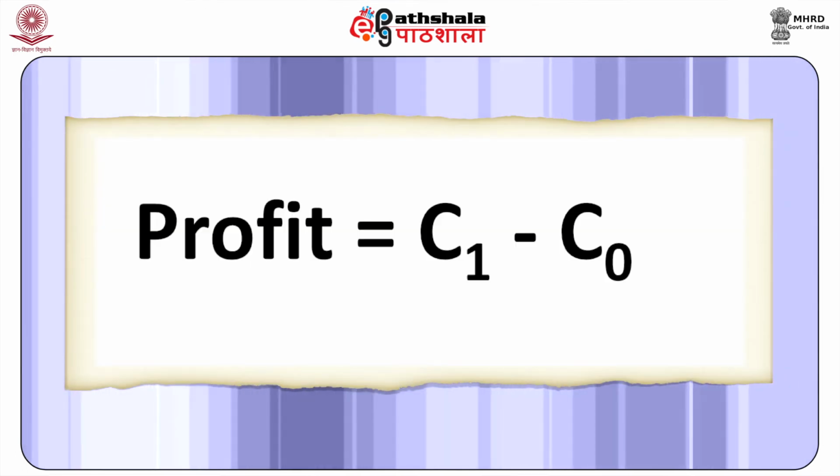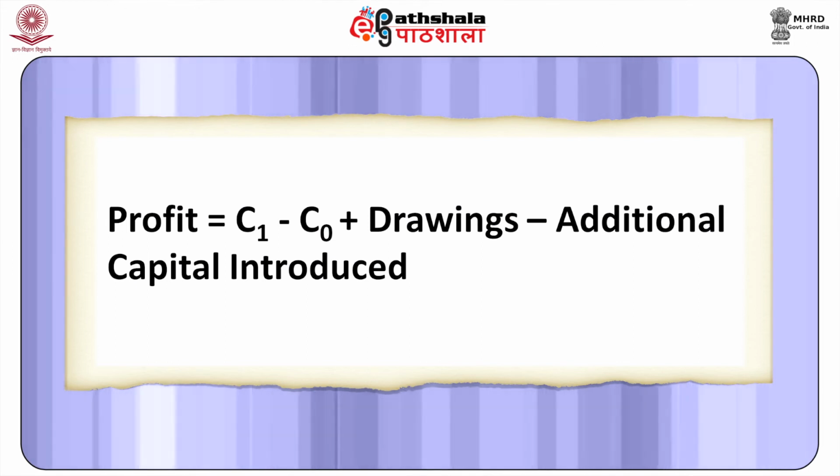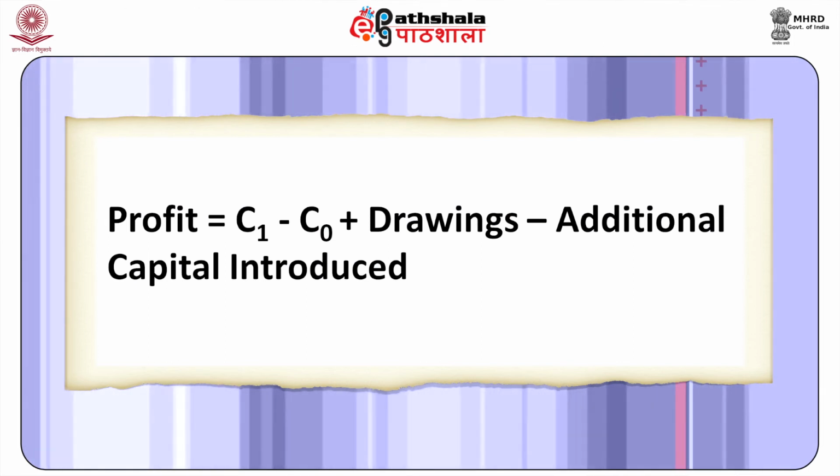To illustrate, let us assume the following terms: C0, L0 and A0 are the opening balances of capital, liabilities and assets respectively. Similarly, C1, L1 and A1 are the closing balances. Now profit may be calculated as follows, where profit will be equal to C1 minus C0. However, if there are drawings and/or additional capital introduced during the period under consideration, then profit will be equal to C1 minus C0 plus drawings minus additional capital introduced.